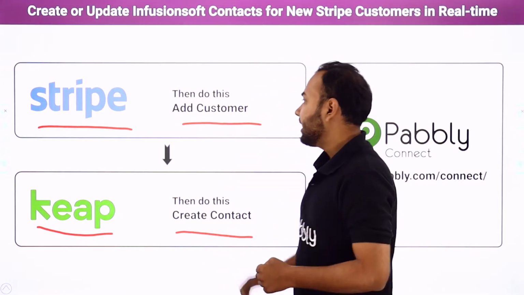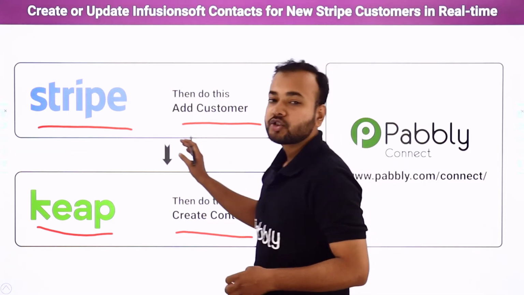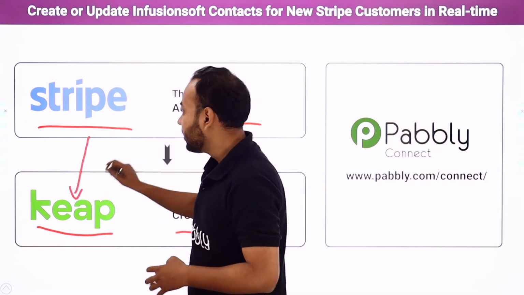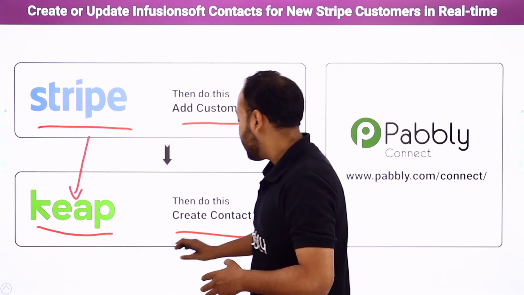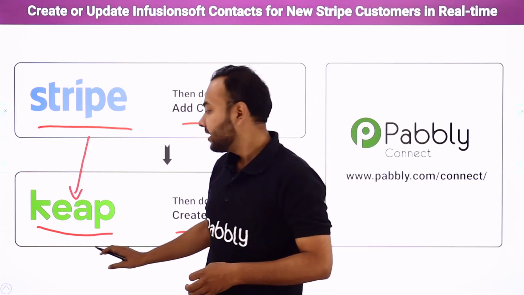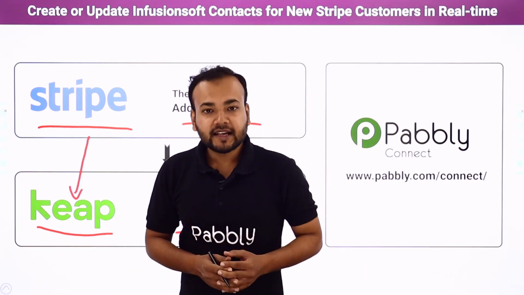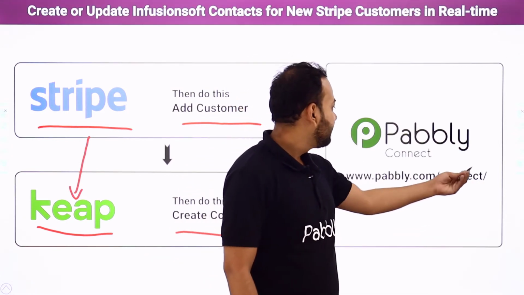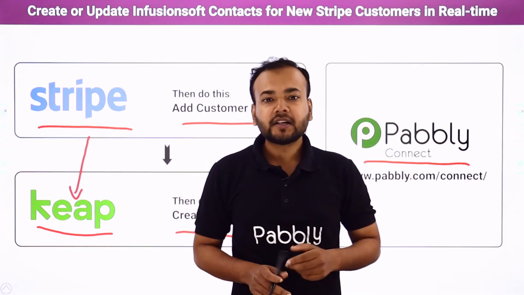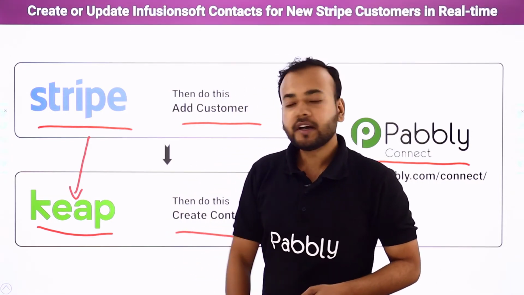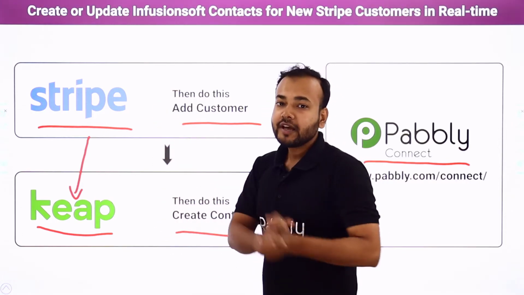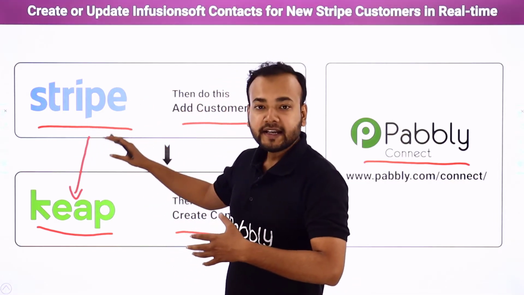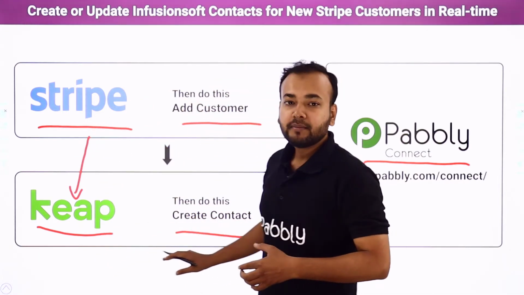What if I tell you that as and when you add a new customer in Stripe, the details of the same customer will be delivered automatically from Stripe to the Keap application, and a new contact will be automatically created in Keap CRM? Yes guys, this can happen, and to make this happen I am using a software called Pabbly Connect. Pabbly Connect is an integration and automation software, and it will connect these two applications together such that whenever you add a new customer in Stripe, the data of the customer gets automatically delivered to Keap and a new contact is created.